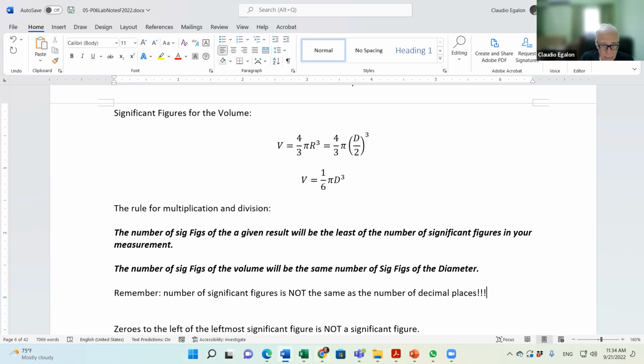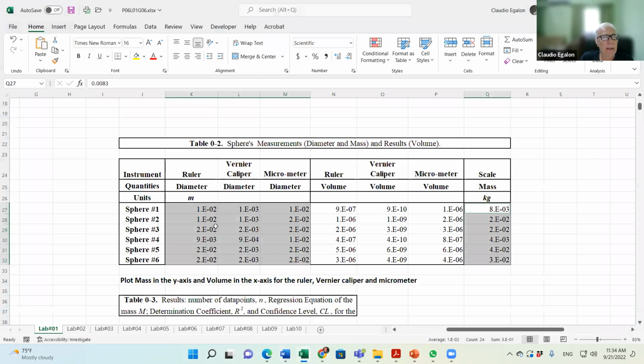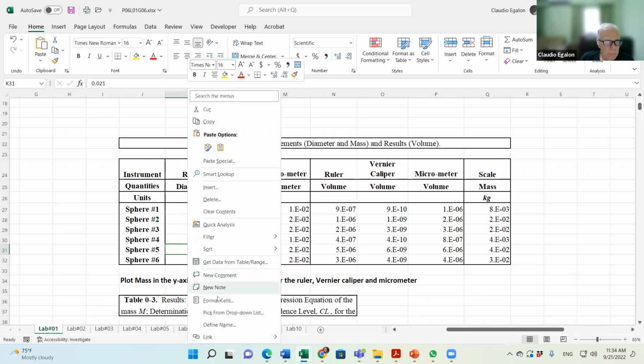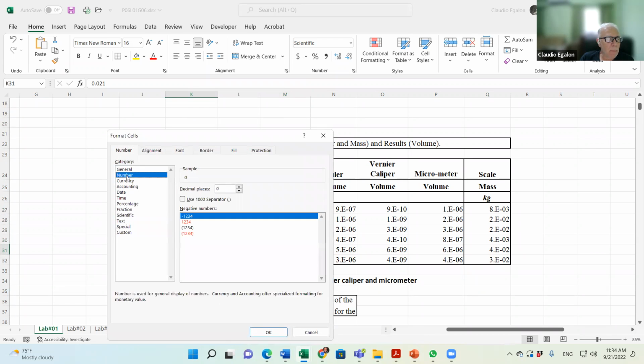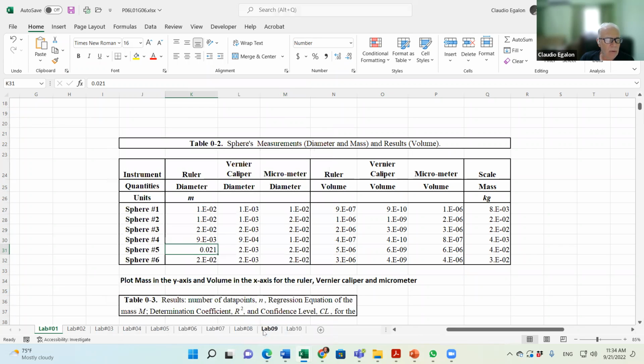At this point in time, you should already have formatted your measurements according to the right number of significant figures. You're going to go here, let's say this example, Format Cells. I'm going to report the right number of significant figures, which is the third decimal place in meters. You count the number of significant figures here. How many significant figures do we have here? We have only 2 significant figures, because zeros to the left of a significant figure are not significant.